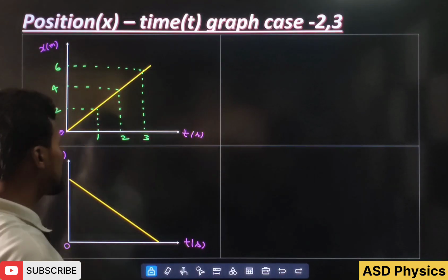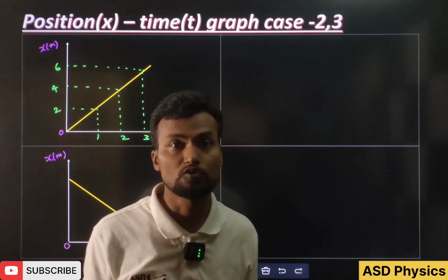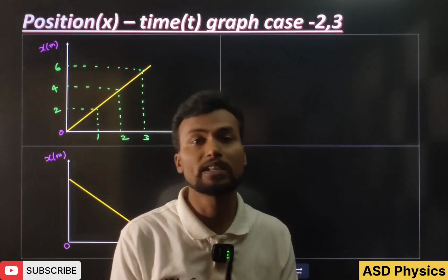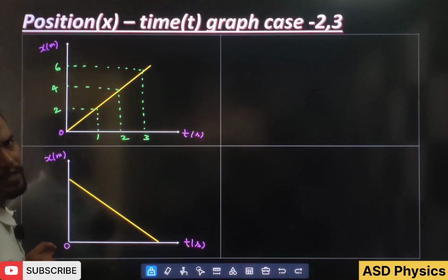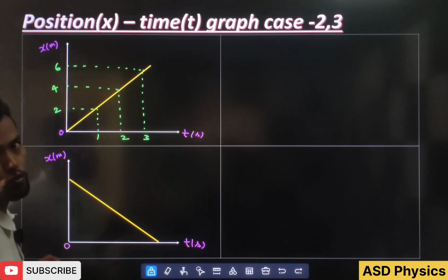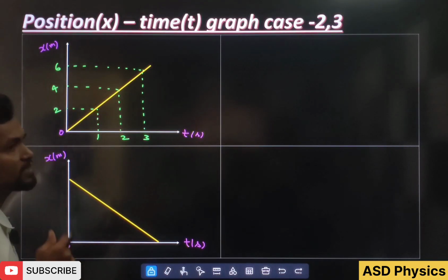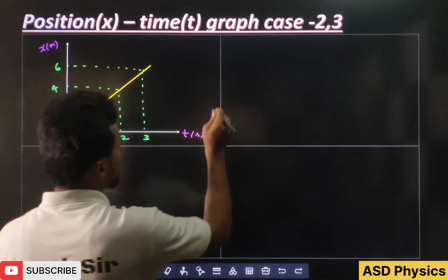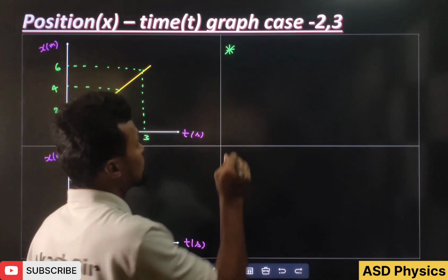So remember that whenever an inclined straight line is there, this represents uniform velocity. Uniform velocity means equal change of position in equal intervals of time. You can see very well, in the first second it moved 2 meters, 0 to 2. Next second, 2 to 4, moved 2 meters. Similarly, next second, 4 to 6, moved 2 meters. That means equal change of position in equal intervals of time. So in this situation, we can tell the object is moving with a uniform velocity.